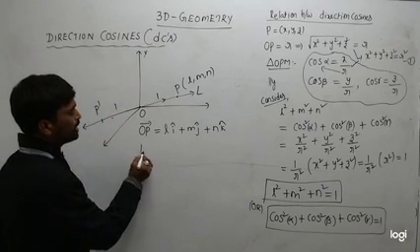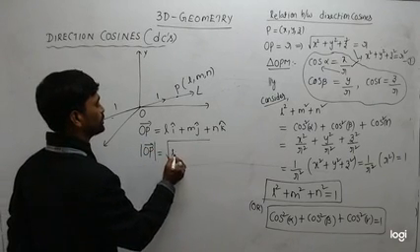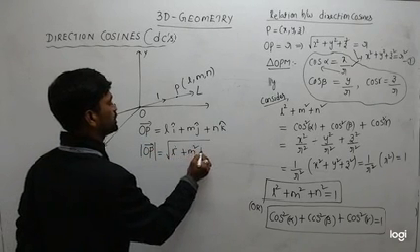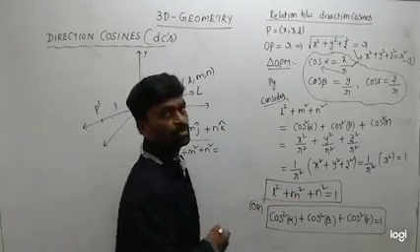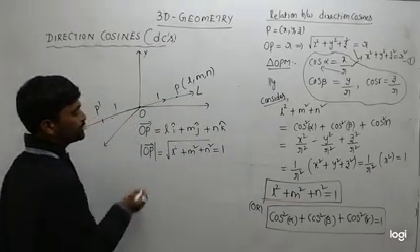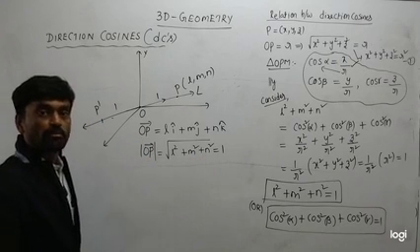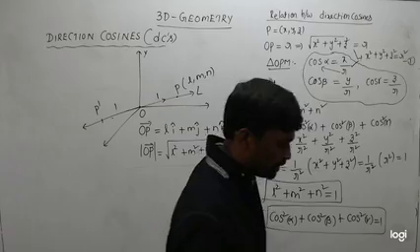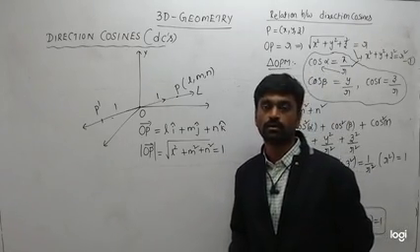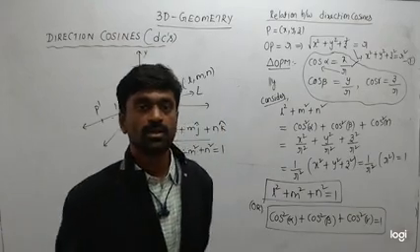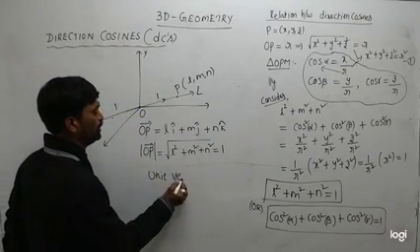Then what will you get? Magnitude of OP bar is the square root of L square plus M square plus N square. But what is L square plus M square plus N square? Well, just now we proved its value is 1. So what is the magnitude of this vector OP bar? 1. As the magnitude of this vector is 1, what kind of vector is it? What is the name of this vector? Unit vector.